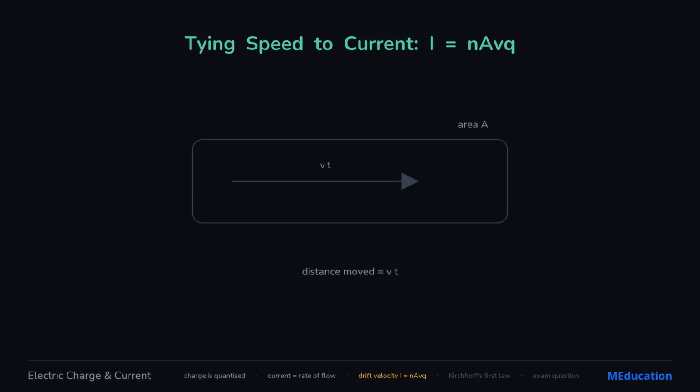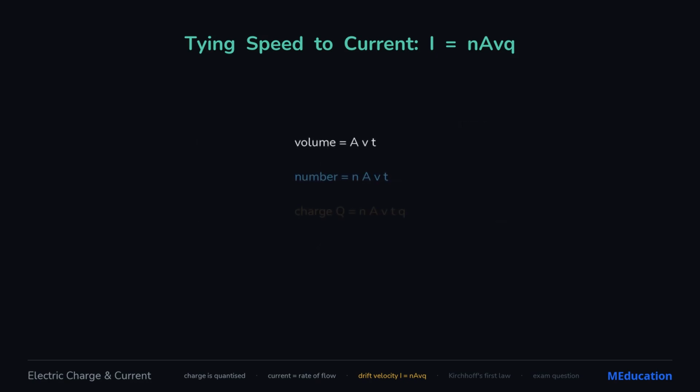Now the centerpiece. We want the link between the current and how fast the electrons actually crawl. Picture a wire of cross-section area A. In a time t, the carriers shuffle forward a distance v times t, sweeping out a little cylinder of charge. Build it up in 4 steps. The cylinder's volume is area times length of vt.